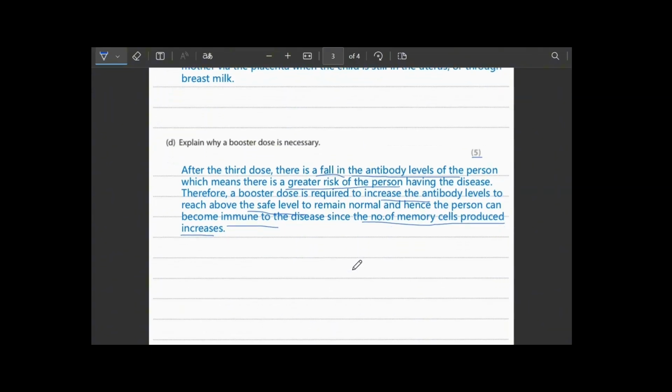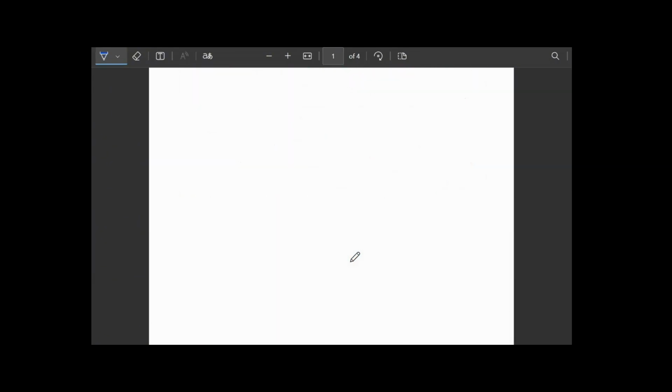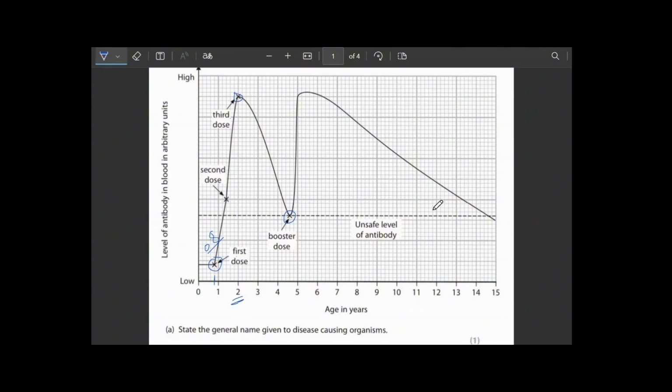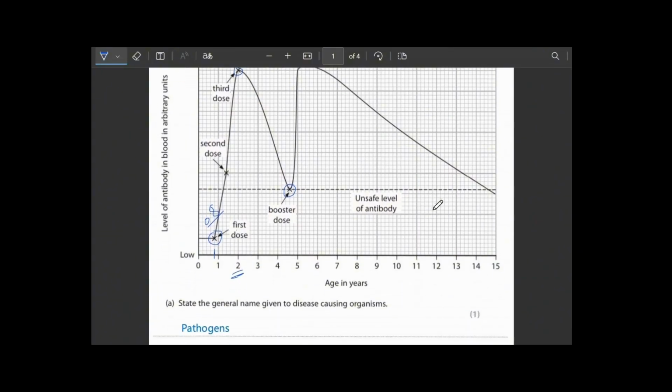All right. So you can see here in the graph, it shows that the third dose is given, but there is a drastic fall of the level of antibodies right over here. And after the booster dose, the level of antibodies increases very fast. And also here it is decreasing, but it is not below the safe level at any cost, which means that the person is safe.